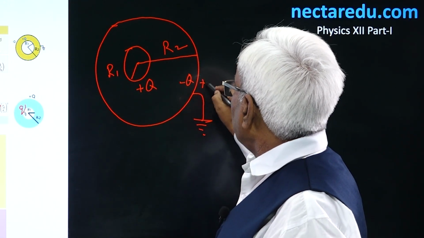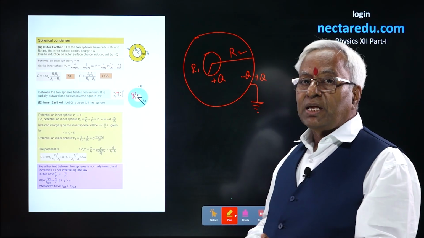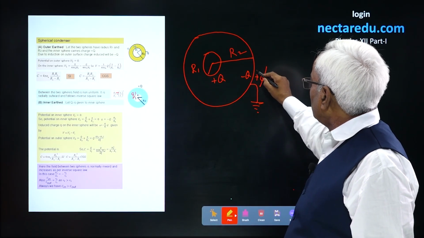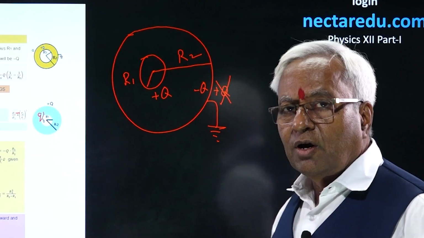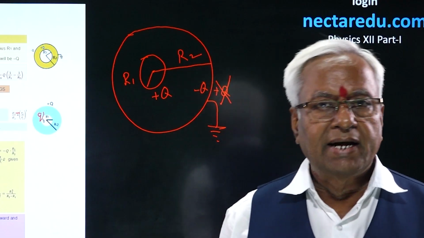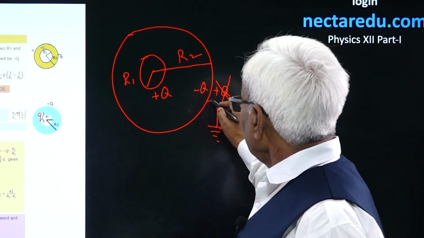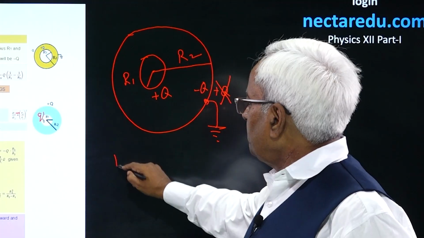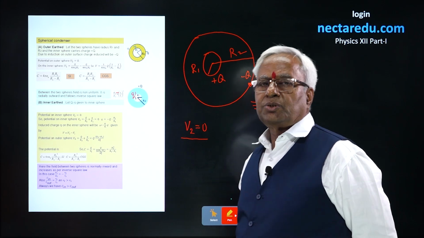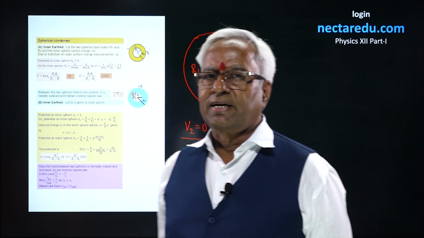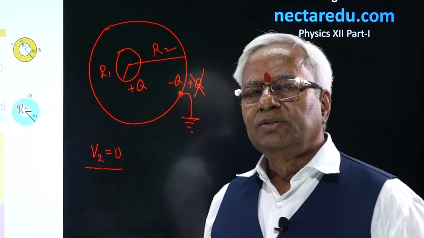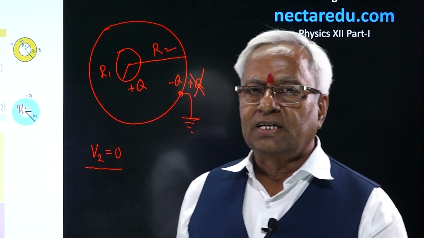At the same time, the remote end is going to have the same amount of charge, but that will leak to the earth, so it is no more there. What remains here is a system of two charges, plus q and minus q. You know this sphere is grounded, so obviously the potential on it is going to be 0. This is a kind of universal truth: whenever you ground any object or conductor with the earth, the potential is certainly 0.